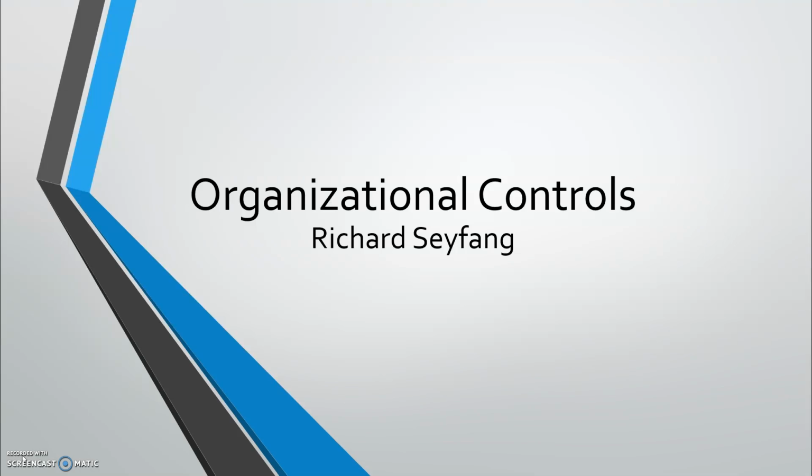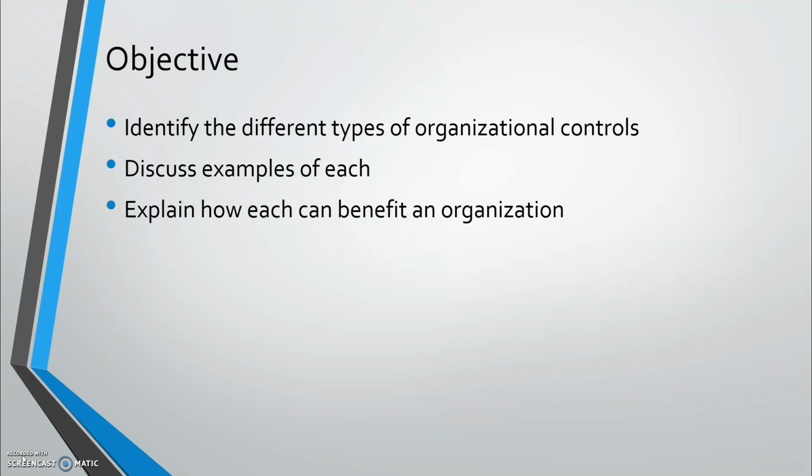Companies use these controls to ensure that things run smoothly and there are improvements in areas that need it, that they track the things that they need to get done, and so forth and so on. My objective here: identify the different types of organizational controls, discuss examples of each, and explain how each can benefit an organization. Those are the three things that I want to cover here today.